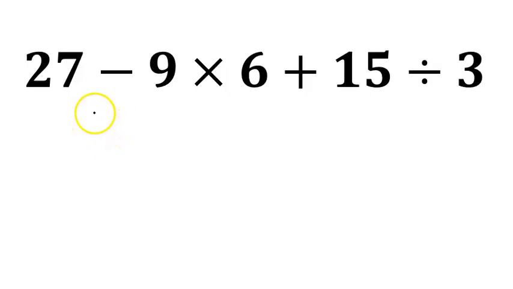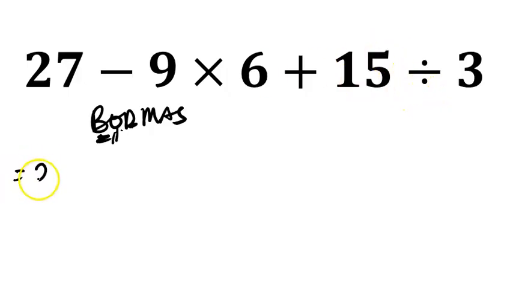Using BODMAS, brackets come first if you have them, second division, multiplication, addition, and then subtraction. So let's go by it. Division is here, so we have 27 minus 9 times 6 plus, so 15 divided by 5.